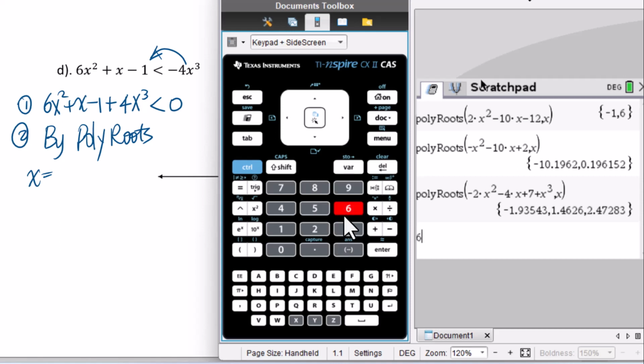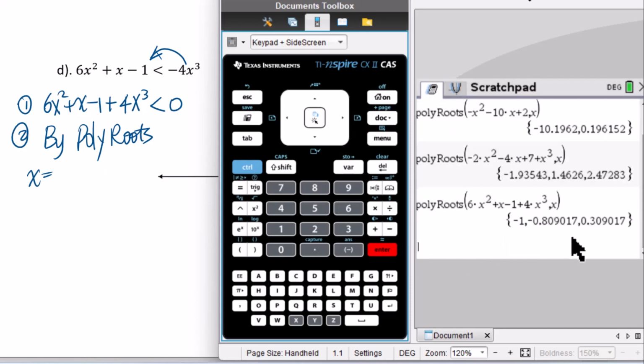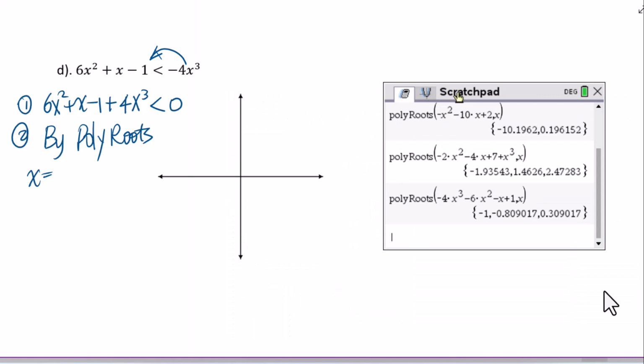Type in 6x squared plus x minus 1 plus 4x to the third power. Control menu, enter. We got three solutions. X equals negative 1, negative 0.809, 0.309. Label negative 1, negative 0.809, 0.309.